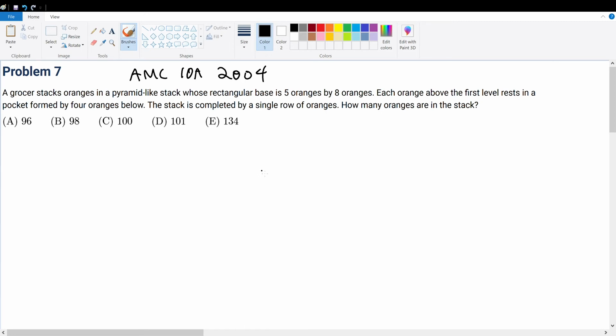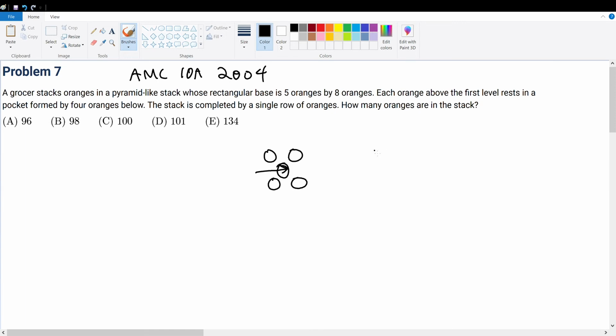So to understand this, I hope that you have had some sort of experience with building blocks, but if you haven't, I'm here to show you how to do it. What do they mean by a pocket? Well, if I have a rectangular base of 2 by 2, then a pocket is formed within the center point of the 4 adjacent blocks.